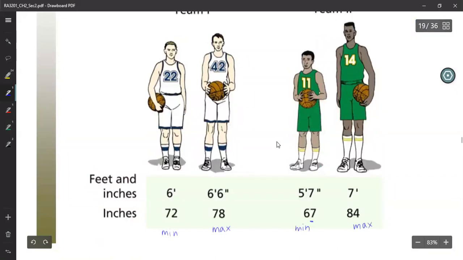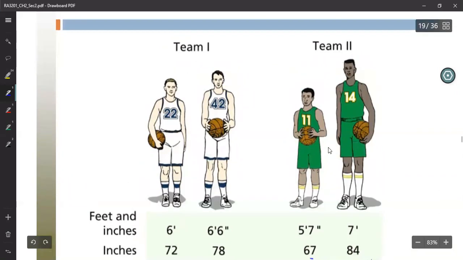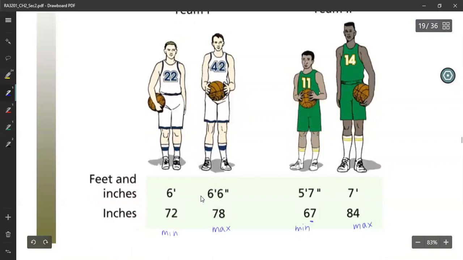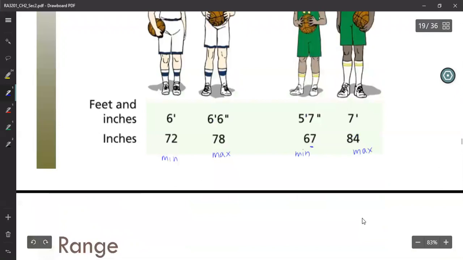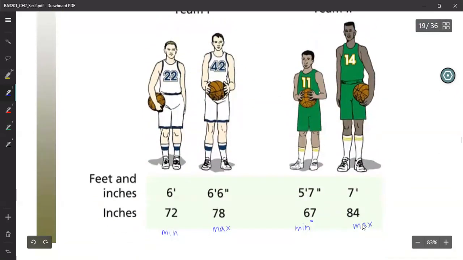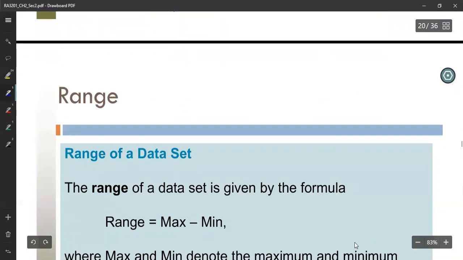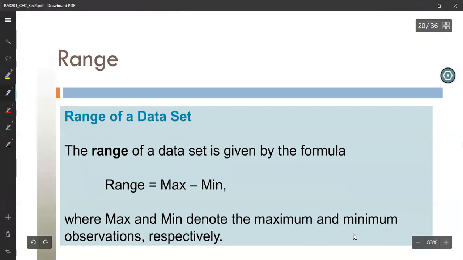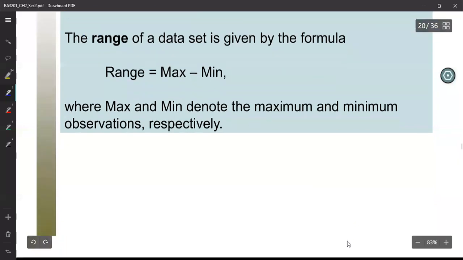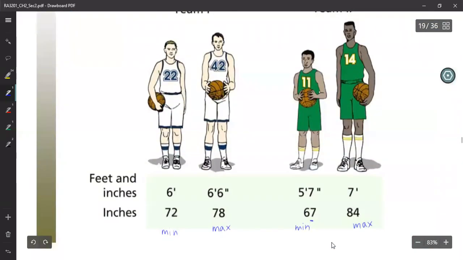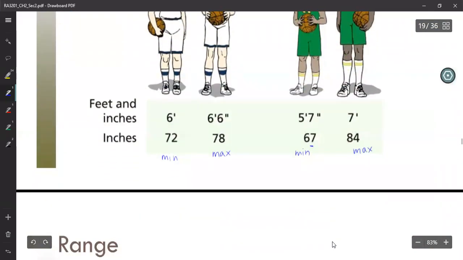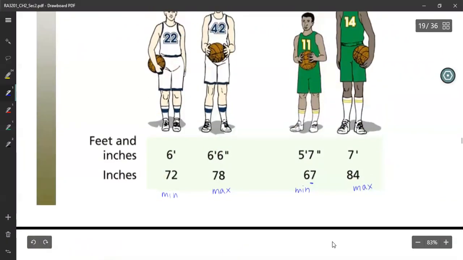If you look at the minimum and the maximum of these two data sets, you can see that for team 2, the minimum is smaller compared to team 1 and the maximum is larger. If we find the distance between the minimum and the maximum, we call it the range. So the range of the data set is the maximum minus the minimum. What is the range of team 1?